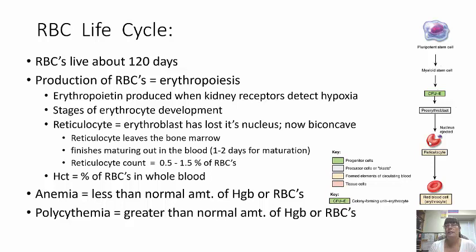The hematocrit is just the percentage of red blood cells in whole blood. Anemia is less than a normal amount of hemoglobin or red blood cells. Polycythemia is greater than a normal amount of hemoglobin or red blood cells.